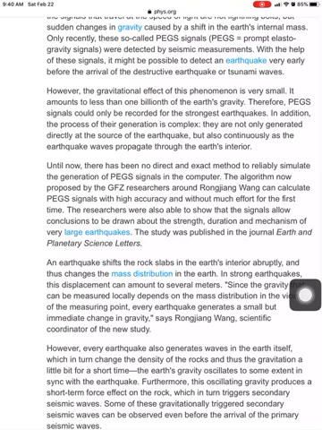This is the antipodes that we talk about. The earthquake waves, they go through the Earth's interior. So you're going to get those transfers of energy.